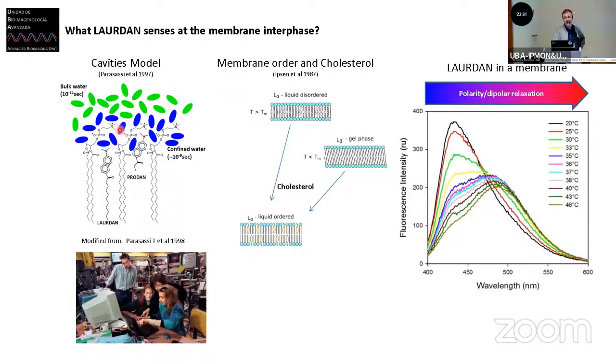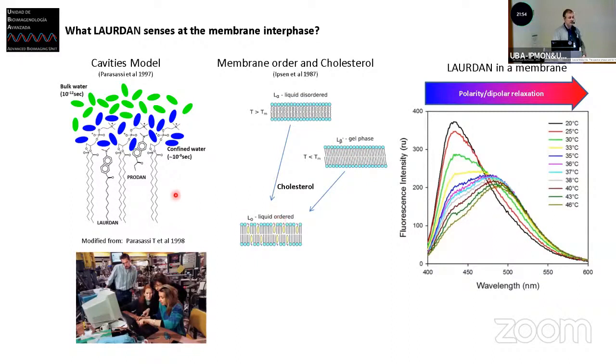And these water molecules have some constraint in the rotational time. So the water at the interface can rotate very, very slowly because it's interacting with the moieties around it. And what we have here is a reporter of the physical state of the membrane. Membranes can change very easily. They are very sensitive to thermodynamics, so temperature, ionic strength, pH, pressure can change the order, and if they change the order, it will change the spectra or the lifetime of the fluorescent molecule.